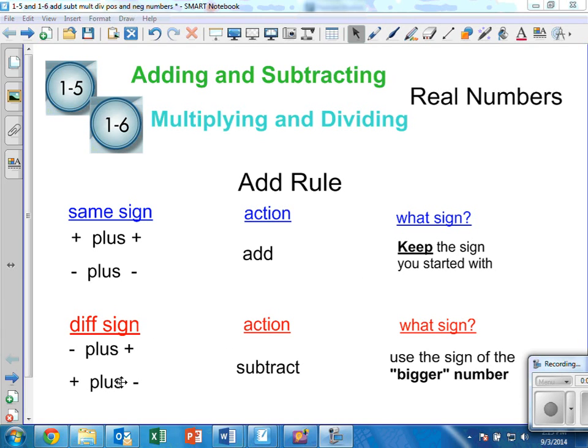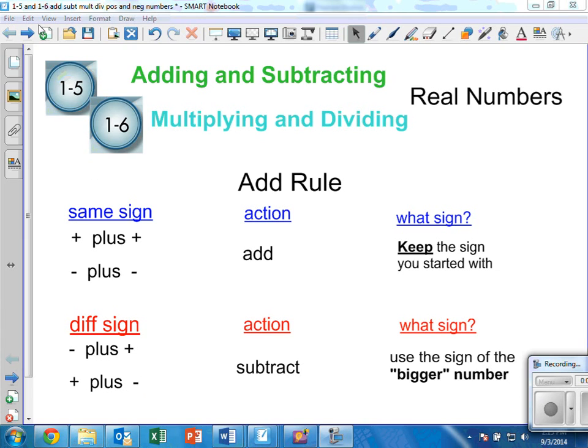What if you have different signs? Then you subtract the two numbers, or you take the difference between the two numbers. Suppose you have a negative plus a positive, or a positive plus a negative. Once you subtract, then you use the sign of what looks like the bigger number.